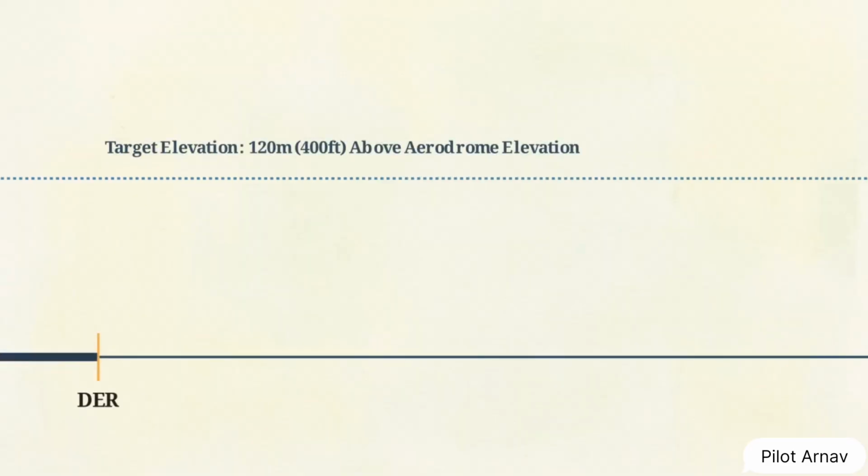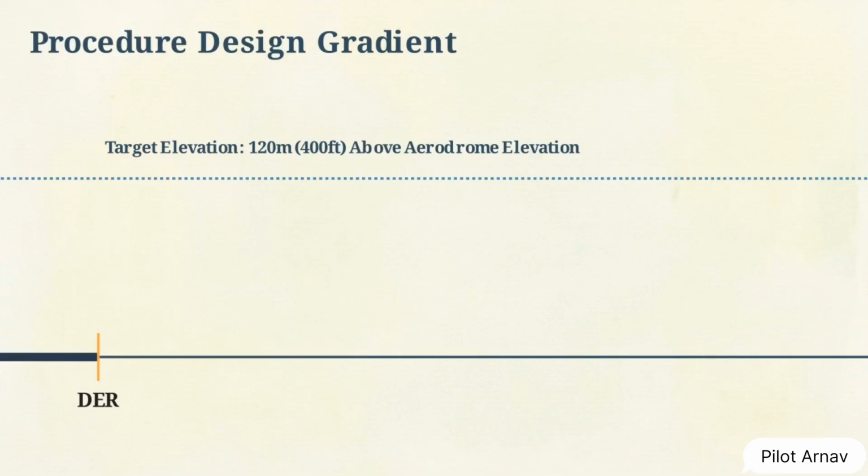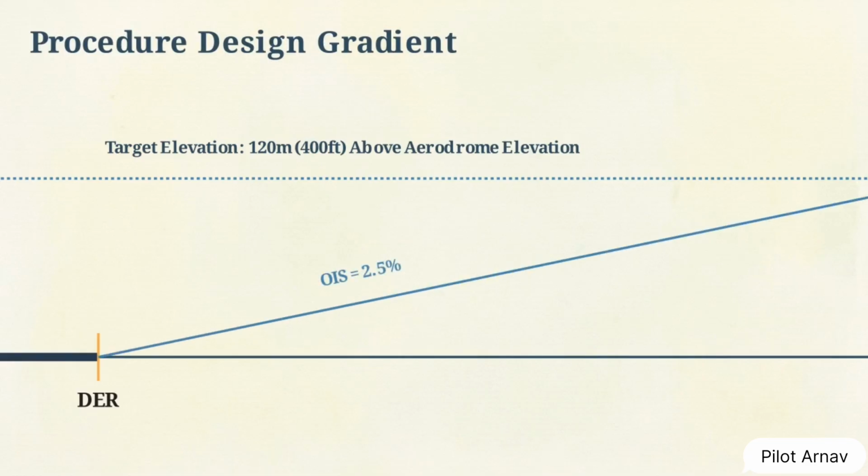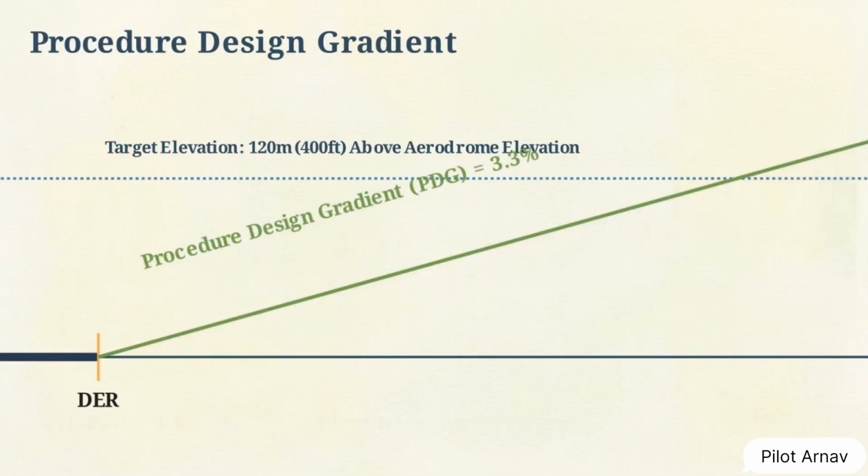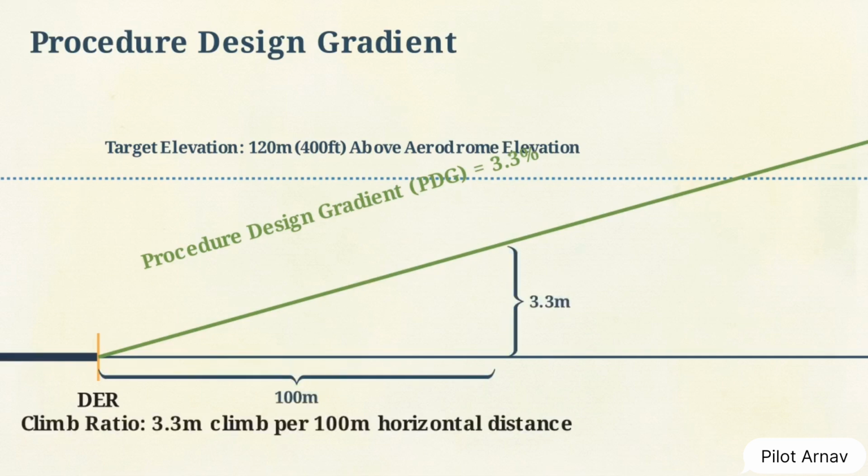This profile graph shows the primary formula controlling your climb-out, the procedure design gradient. The baseline PDG is 3.3%. It layers a 2.5% obstacle identification surface over a 0.8% margin. You must maintain this 3.3% gradient until reaching 120 meters above aerodrome elevation.